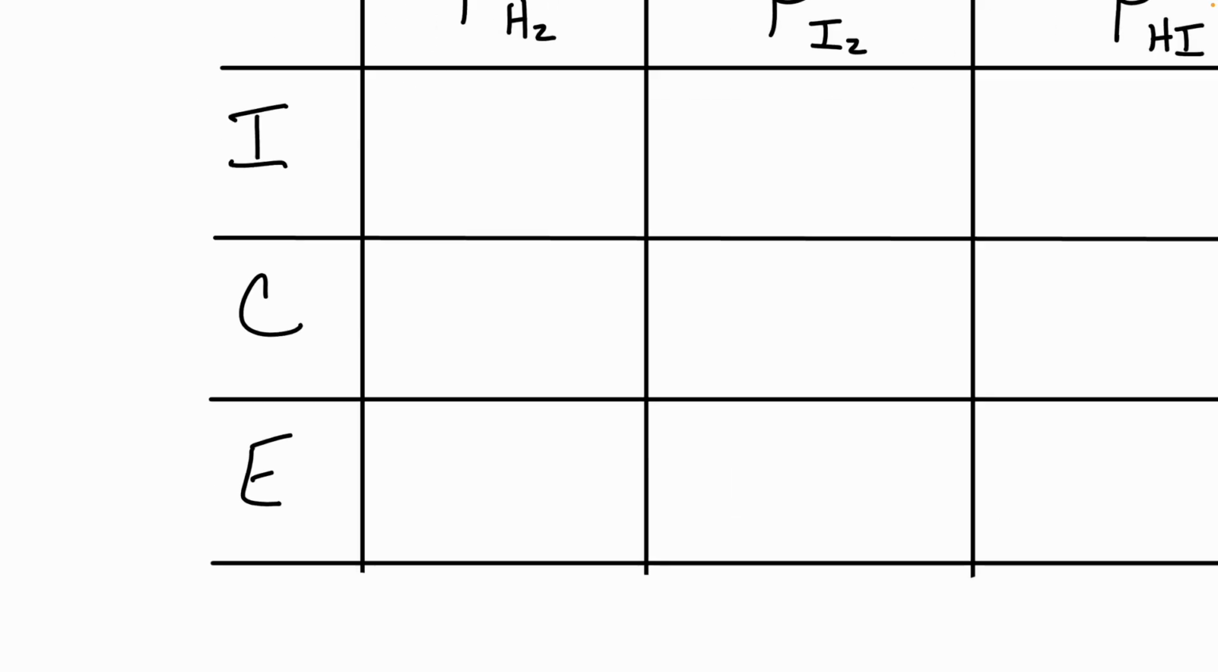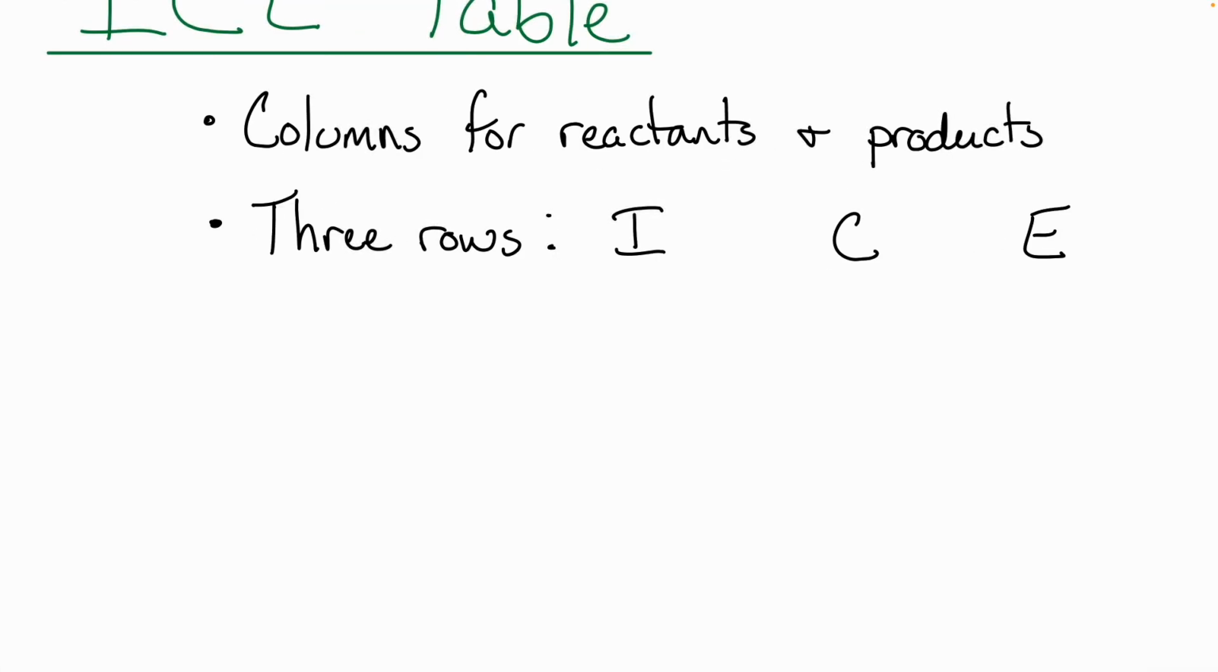Okay, so the I in our ICE table is because this row here is where we're going to include the initial amount of our reactants and products. How much do we start out with before any reaction has occurred? The C is where we're going to keep track of the change in our reactant or product pressure as this reaction occurs. And then the E is going to be for our value at equilibrium. All right, so our rows are initial, change, and equilibrium.